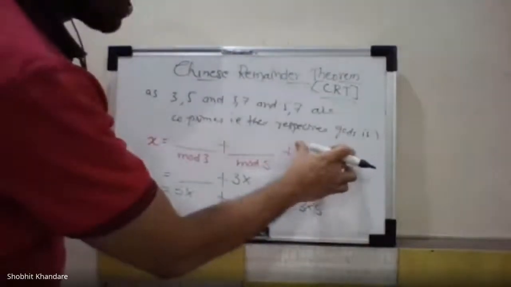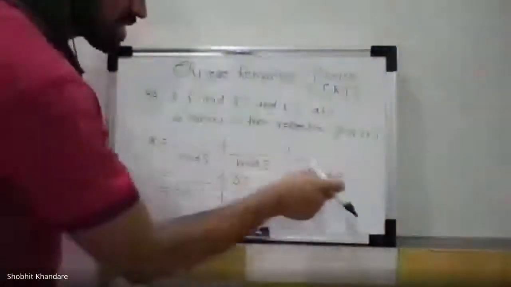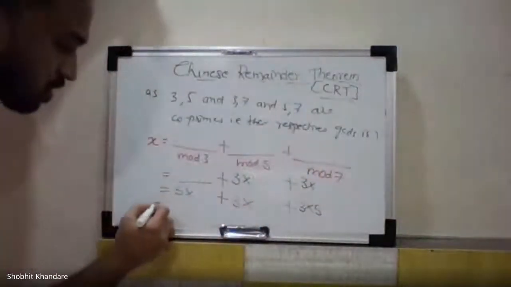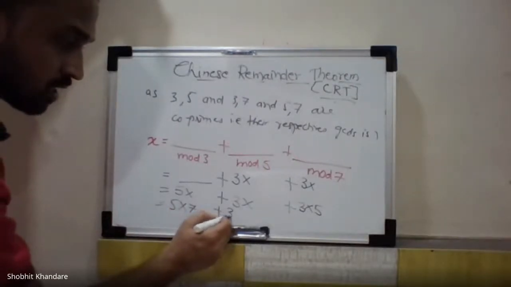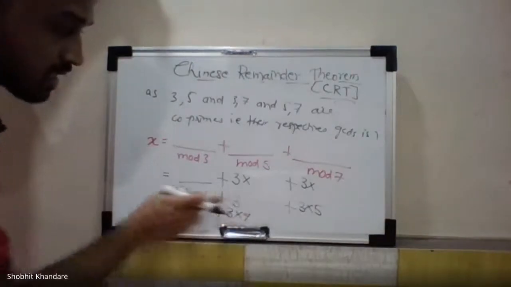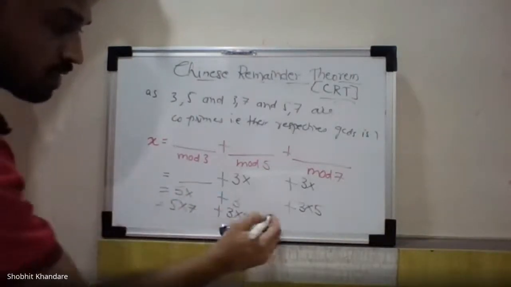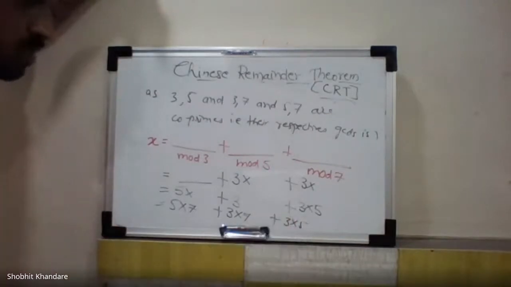ओके. नाउ अब ये कौन सा बचा है? लास्ट टर्म बचा है. Now if I want to consider this last term, you have to multiply the first and second term by 7. Okay, so it becomes 5 into 7 plus 3 into 7. यहाँ पे मैं इंटू नहीं करूंगा क्योंकि इसको मल्टीप्लाई नहीं करना था सेकंड स्टेप में. तो 3 into 7 plus 3 into 5.